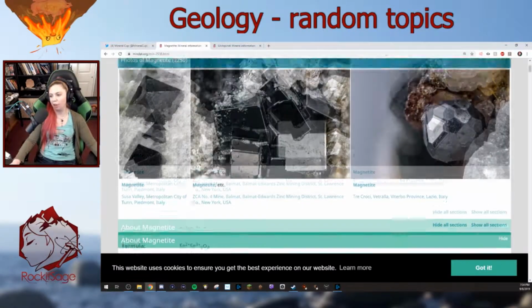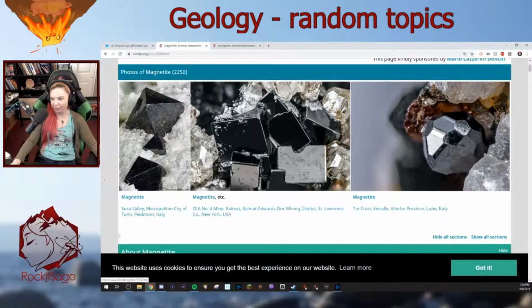Octahedral crystals are common, like you see here. Very cool. I love them a lot. Usually there is no cleavage, unlike ulexite. Ulexite had three planes: one was poor, one was good, and one was perfect. Magnetite has no cleavage at all.